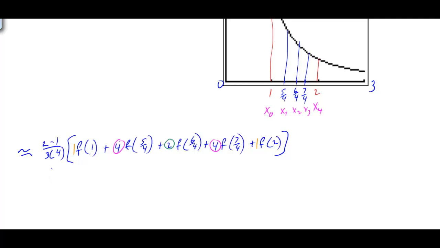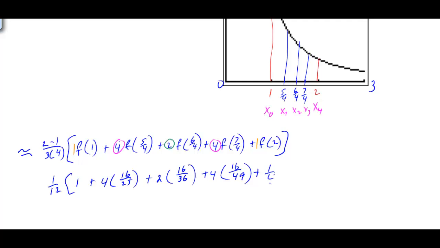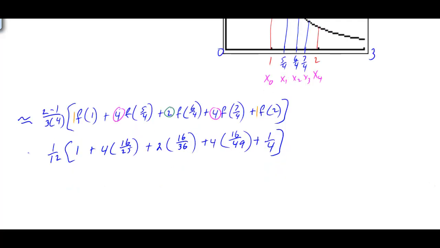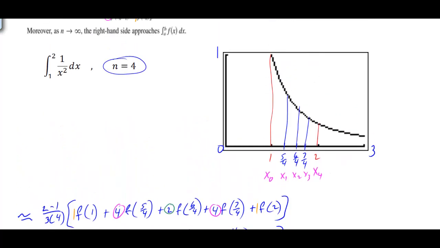So then from here, just like we did before, we would evaluate. We're going to end up with 1/12 here being multiplied by 1 plus 4 times 16 over 25 plus 2 times 16 over 36 plus 4 times 16 over 49 plus 1/4. And if we perform all the calculations here, we will come up with approximately 0.50042. So if you notice, that's still pretty close to what we calculated above.